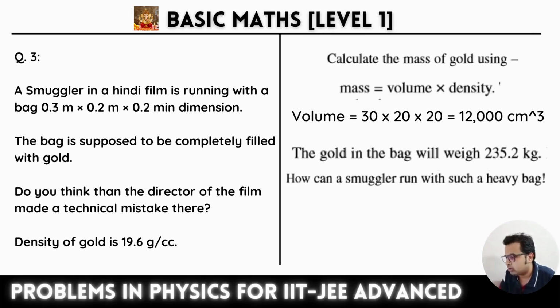Now we have the volume, we know the density, so we calculated the mass. So volume into density, so it was 235.2 kg. So from the observation, we can say that the mass is huge, because 235 kg. Even weightlifters, they also struggle to carry such a mass. So how can a gold smuggler? So definitely there is a technical glitch made by the director of the movie, because carrying such a mass is infeasible. Okay. I hope you got the main observation.